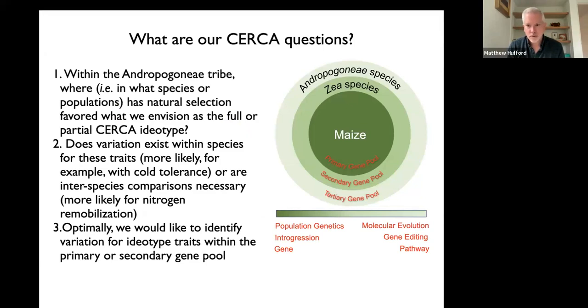So we'd like to see, are there species within the tribe of grasses, the Andropogoneae, where natural selection has favored these traits that we'd like to develop as a new ideotype for maize? So, where are the perennials? Where is nitrogen remobilization occurring within these perennials?